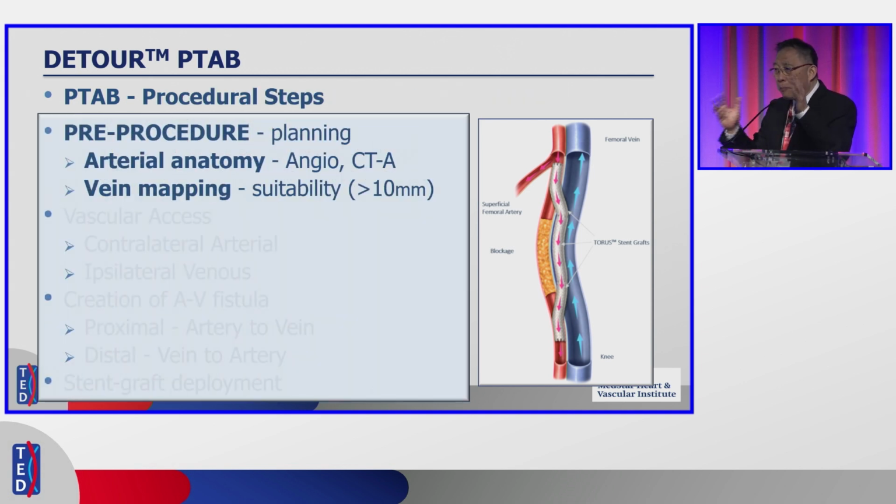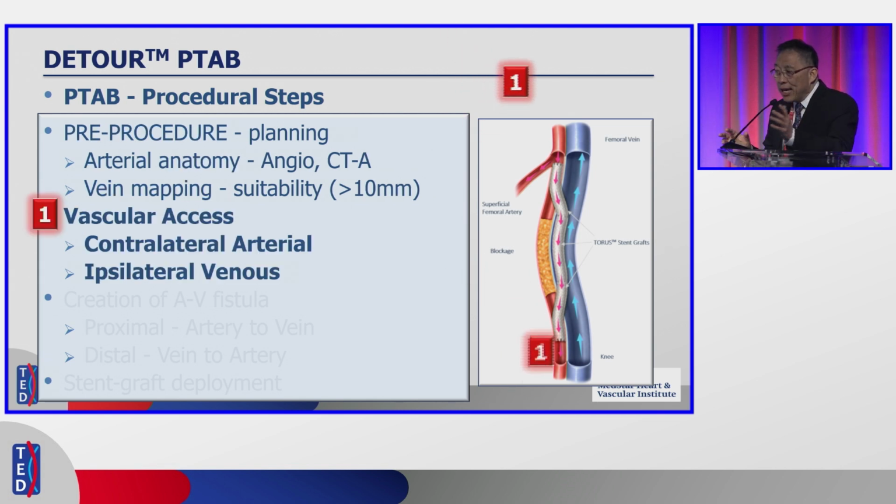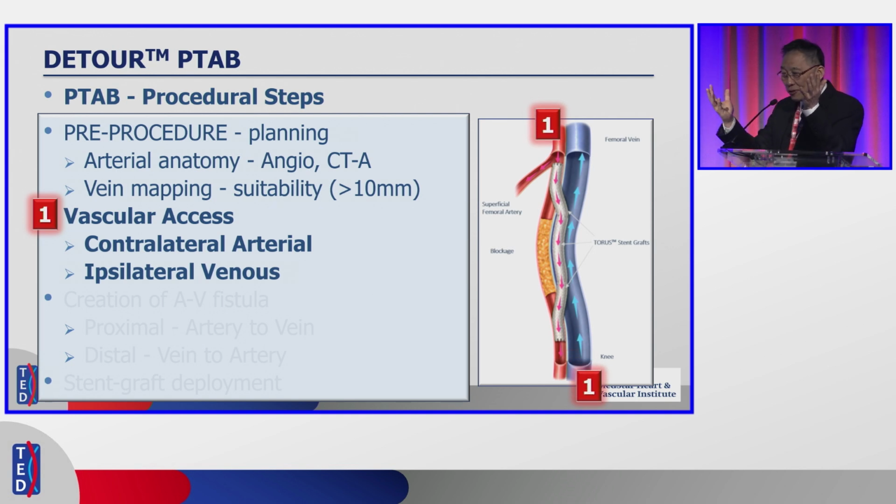When I prepare for PTAB, first is procedural planning. Usually just anatomy, either get an angio or CTA, so you know where the occlusion in the SFA is and where the reconstruction is. Then the next thing is I always do a vein mapping. So when I get to the clinic, I do these two things right away. The procedure itself, for me, is only threefold. I tell the fellow, one is to prepare.